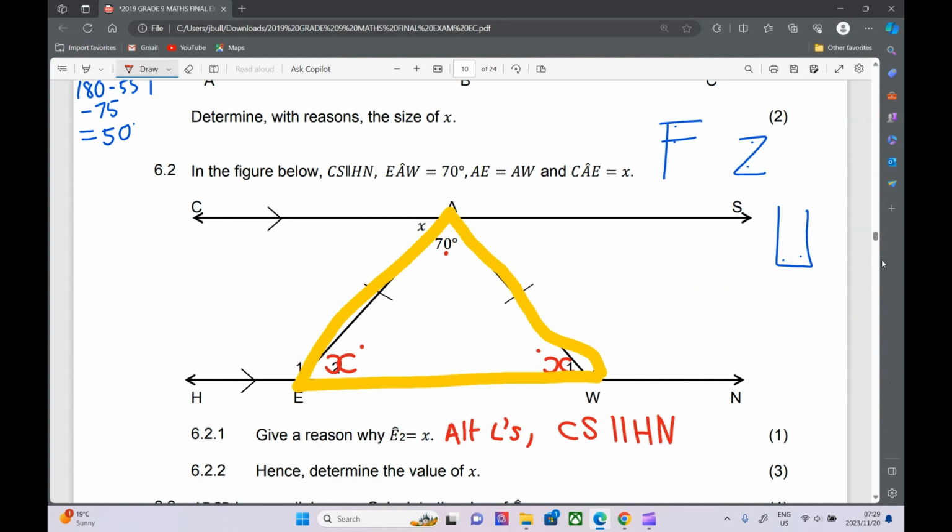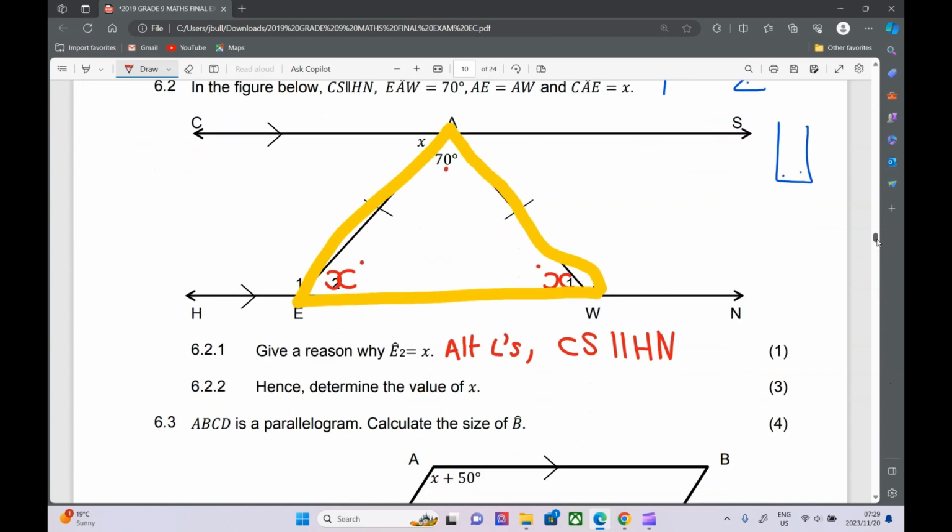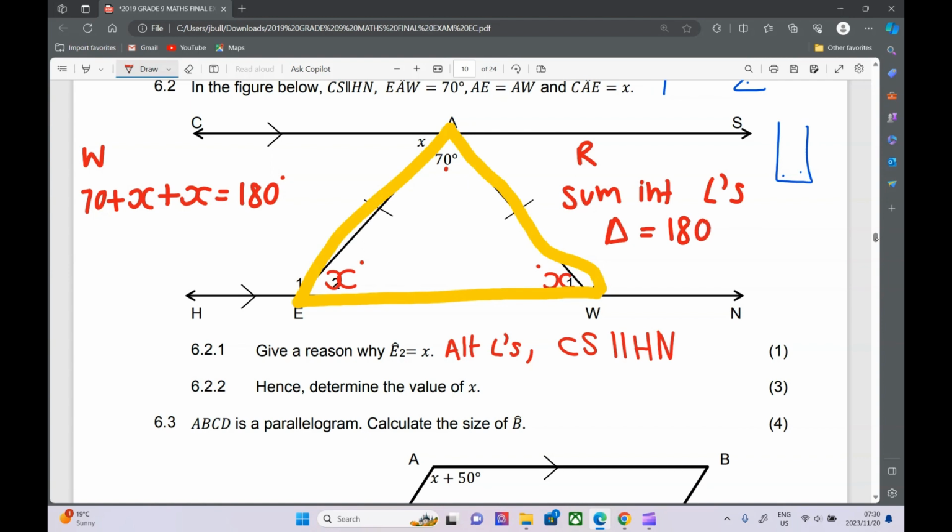They ask this a lot, okay? So these are isosceles triangles. They love asking these. I'm just going to work it out up here. So my workings and then my reasons, I'll put on this side. So I would be saying 70 plus x plus x is going to give me 180 degrees. My reason is because the sum of the interior angles of a triangle add up to 180 degrees.